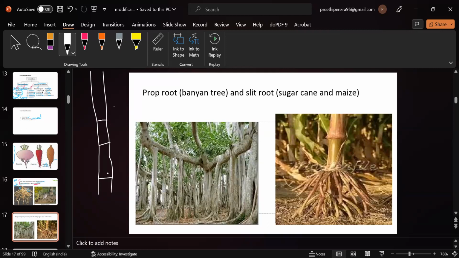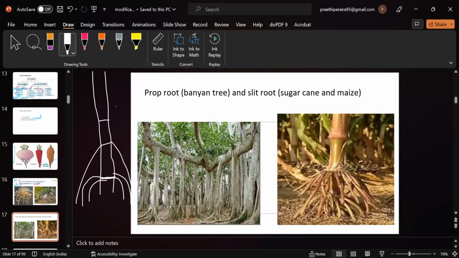So the lower nodes in the sugarcane, these structures we call nodes, produce roots which go to the ground and only give mechanical support. These roots we call stilt roots, in sugarcane and maize. So write down this one.